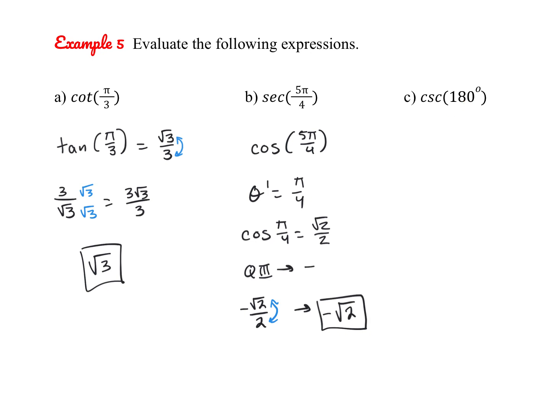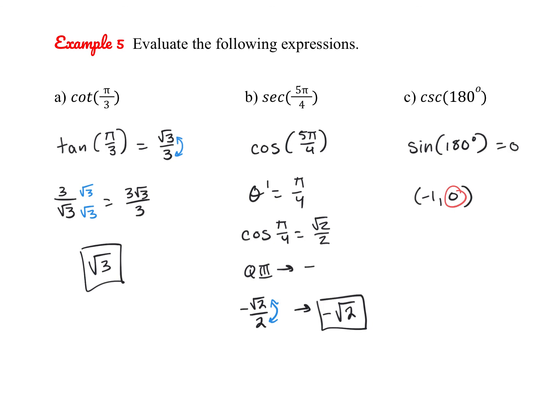Right, last, instead of doing cosecant of 180 degrees, think of it as the sine of 180 degrees. So again, you can kind of visualize that coordinate. That coordinate will be negative 1, 0. Sine is going to be the y value. So the sine of 180 degrees is equal to 0.